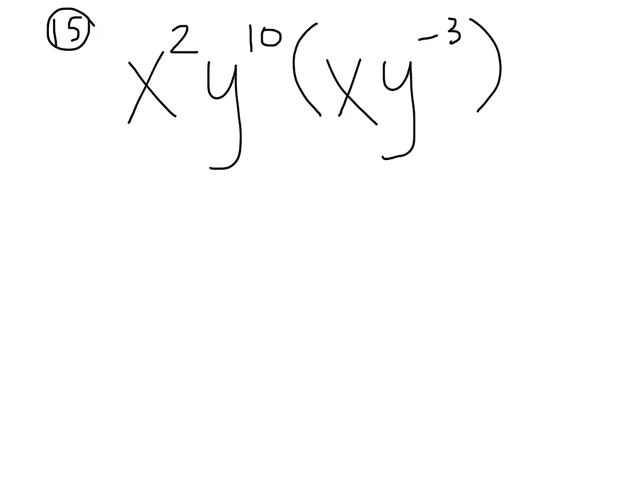Number 15, x squared times y to the 10th times x, y to the negative third. So I'm going to combine those things that can go together. So I have the same base with the x's. So I add my exponents and I get 3. And then my y's, I add my exponents and get 7.